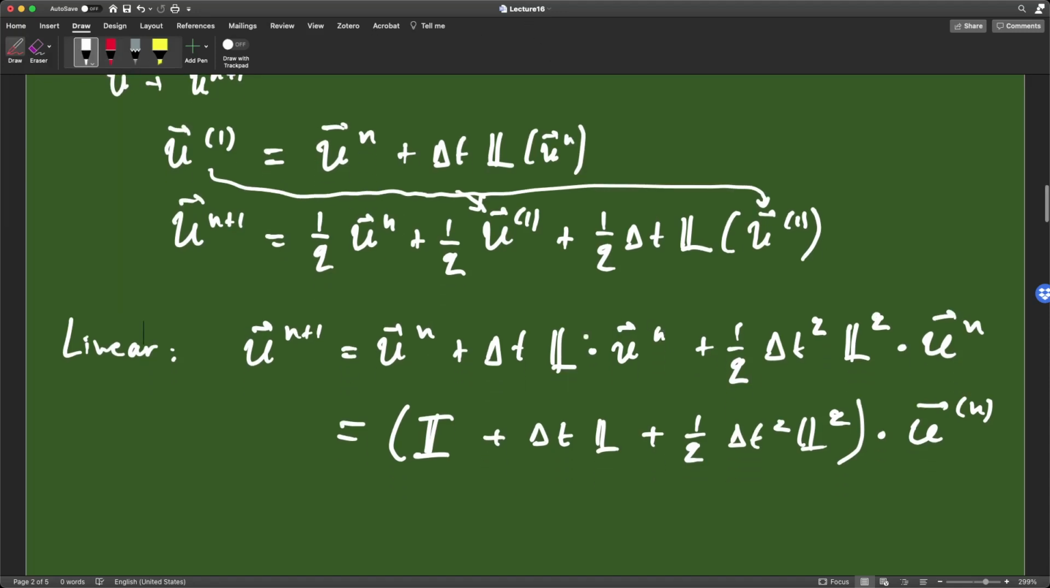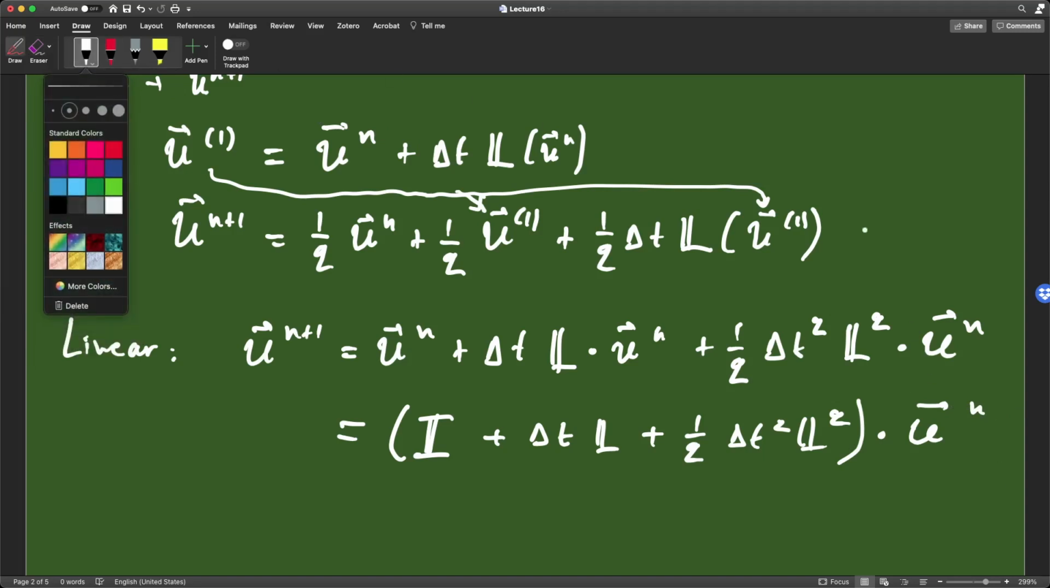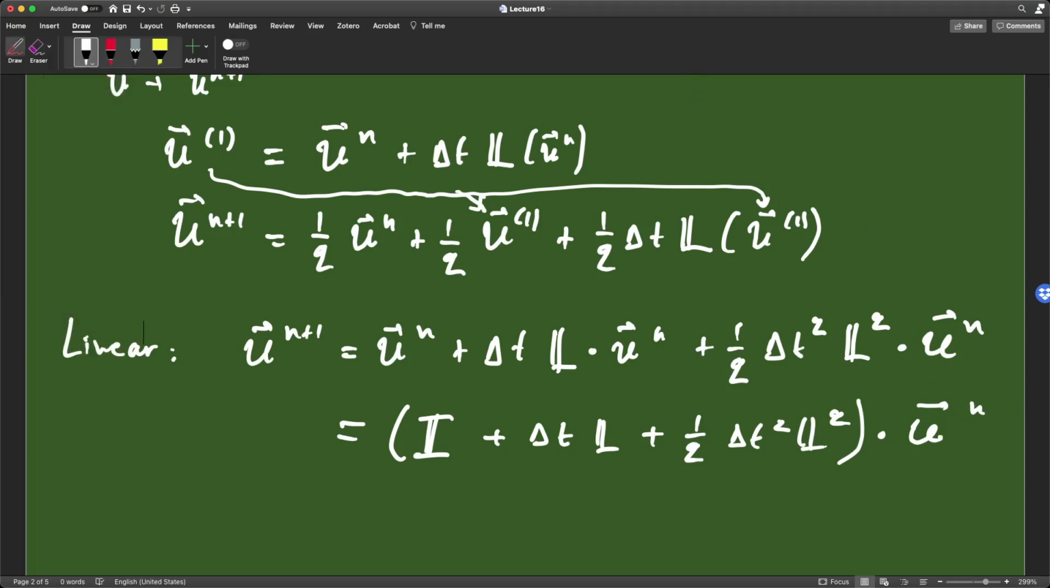Okay, so now each time step, to go from one time step to the next, from un to un plus 1, all we have to do is one matrix multiplication. And in particular, if the equation is linear, we can actually construct this matrix in advance and store it.